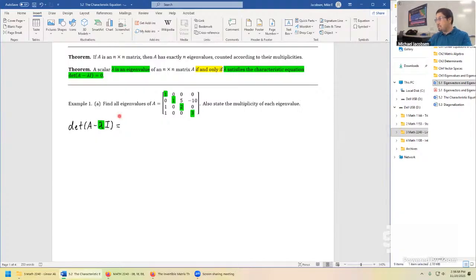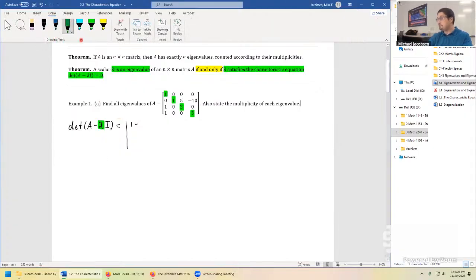So now this is a determinant going 1 minus lambda, 0, 1, 1, 0, then 1 minus lambda again, 0, 0, then 0, 5, 2 minus lambda, 0, and finally 0, negative 10, 0, 3 minus lambda. Okay, we've got it. So there's our new determinant we're about to take.